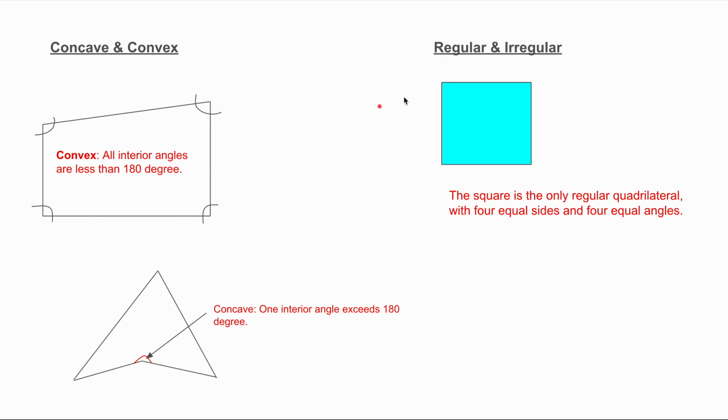Quadrilaterals can also be classified as regular or irregular. In order for a quadrilateral to be regular, all the sides should be equal, the same length, and the 4 angles should be also the same. So basically, the only regular quadrilateral is the square.